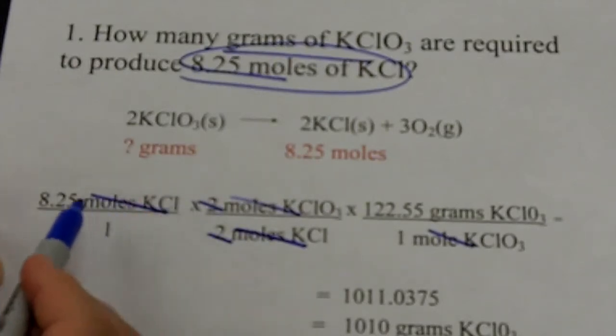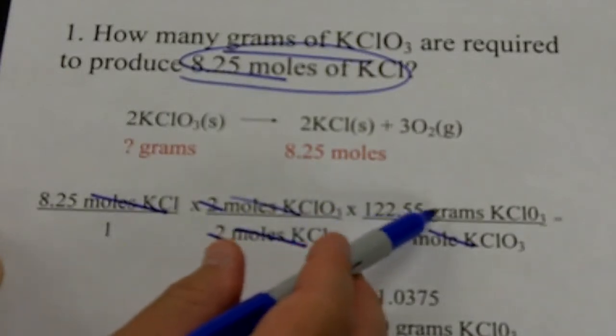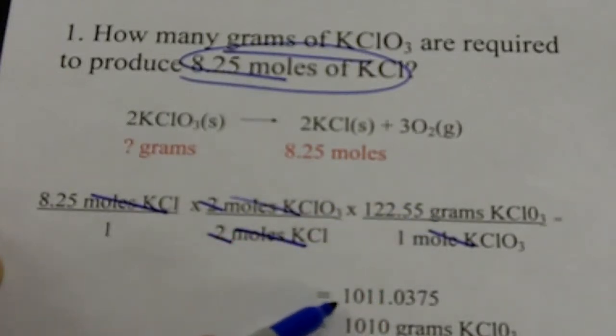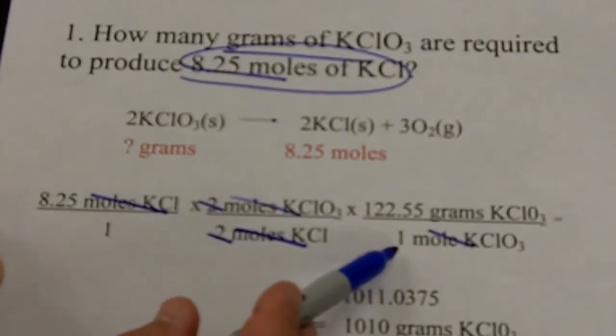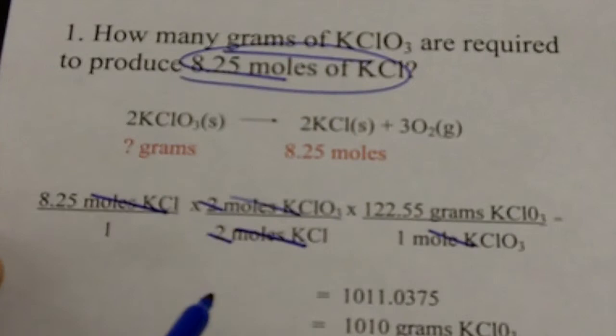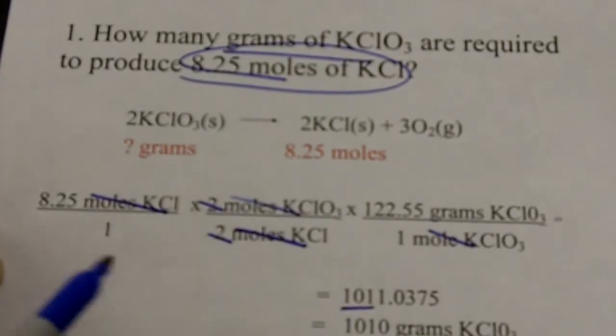they're going to cancel. So I'm simply going to multiply 8.25 times 122.55, and what I get is 1011.0375. That's what shows up on my display screen of my calculator. But I can't take all those significant digits. I have 3 significant digits here. These don't count because they're exact. The 1, the 2, the 2, and the 1 are exact numbers. I have 5 significant digits here. I can only have a total of 3 significant digits, so I'll underline the first 3.